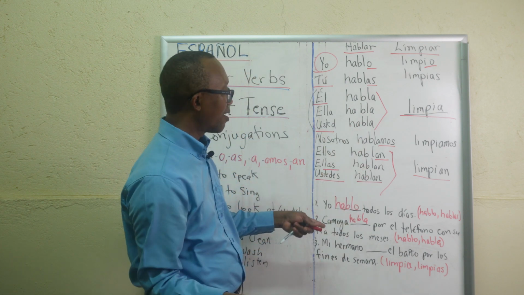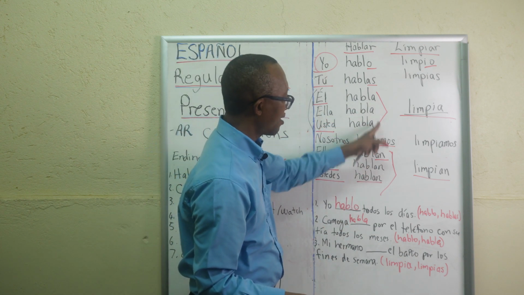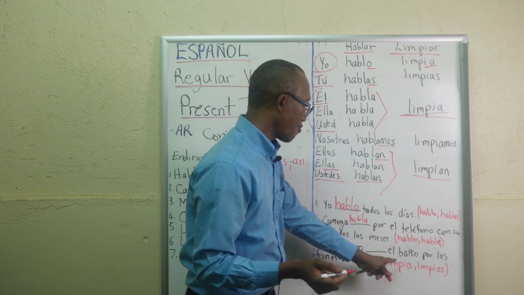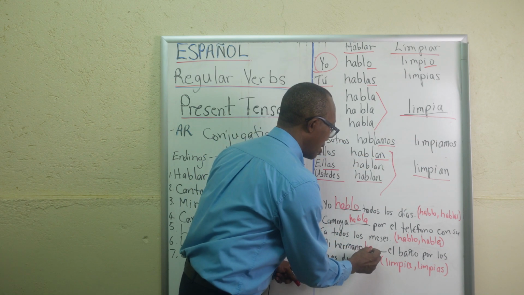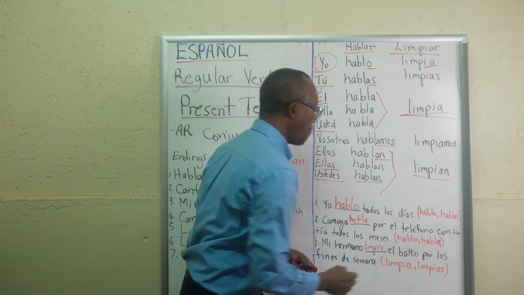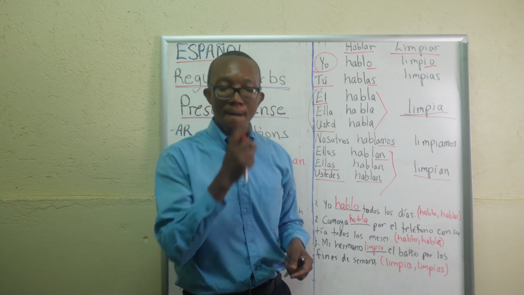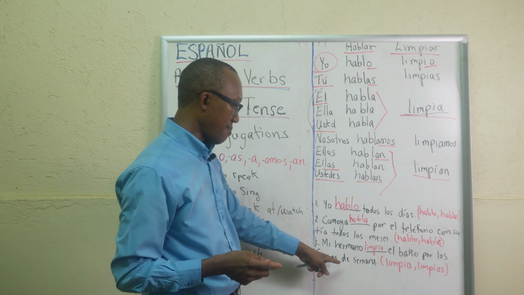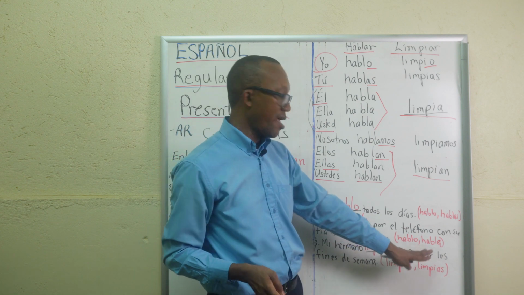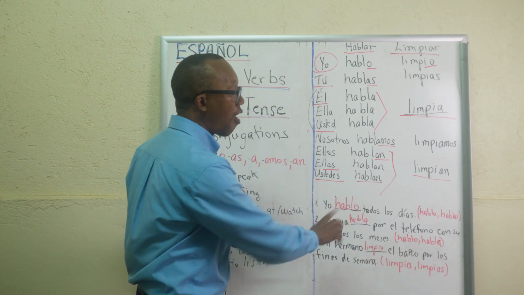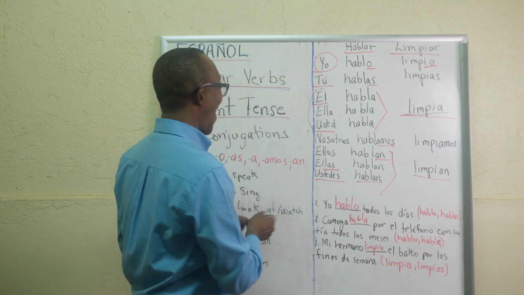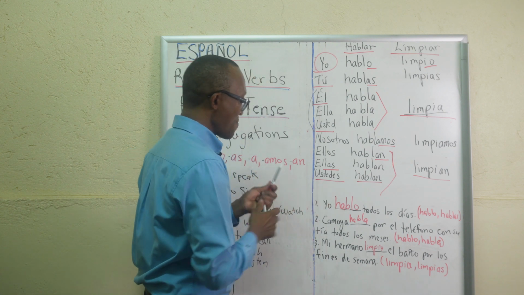So definitely, what we say the he form is always a, right? Since it's an AR verb, we're going to say limpia. Limpia would be correct. Limpia el baño por los fines de semana. My brother cleans the bathroom on the weekends. Let's put 4 here.